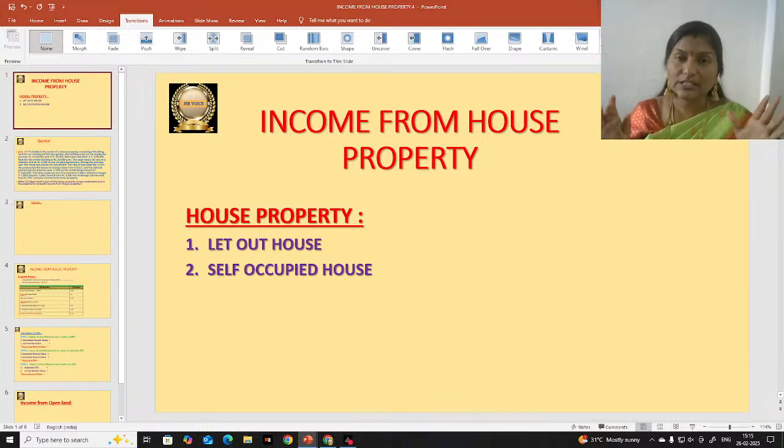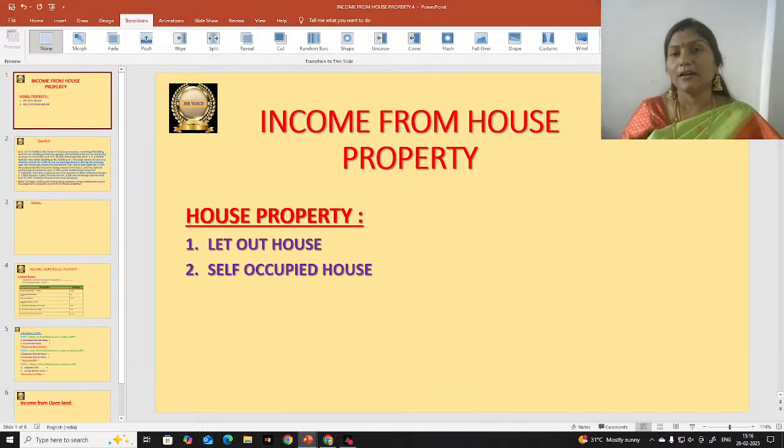Okay, so this is about age classification under the Indian Income Tax Act 1961. Depending upon the age of the person, we are going to treat them as a non-senior citizen, senior citizen, or super senior citizen. In the case of all these people, tax rates and exemptions change. That is why the age of the assessee is very, very important.